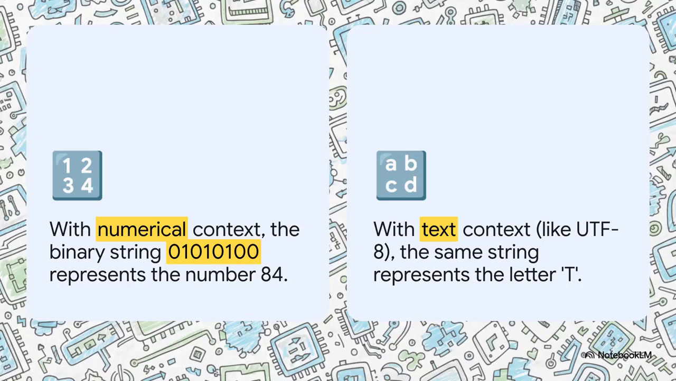The secret sauce here is context. You see, depending on what set of rules the computer is told to use, that exact same string of ones and zeros can mean the number 84. But if the computer is using a different rulebook, say one for text, it can mean the letter T. It's all about the context that the software provides.